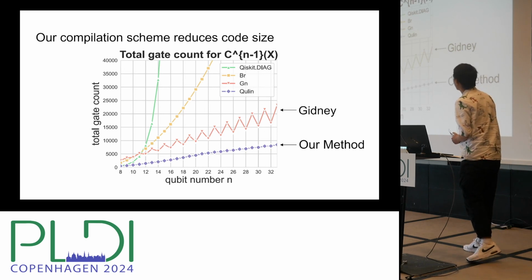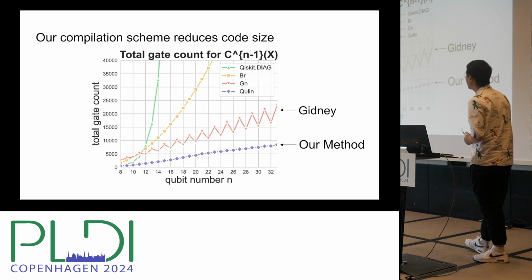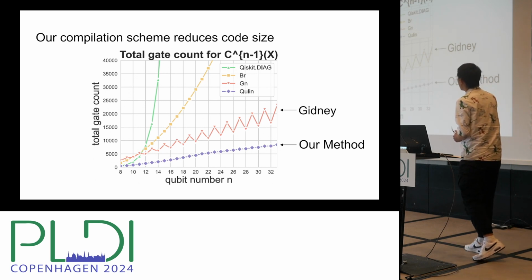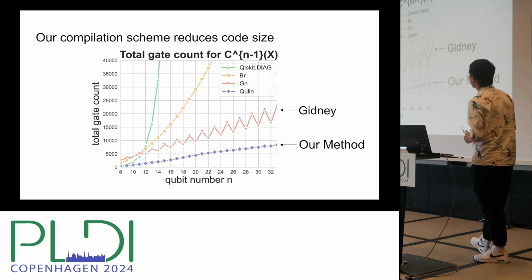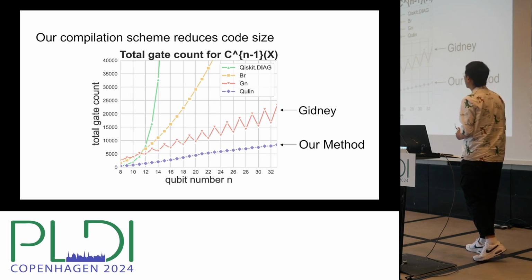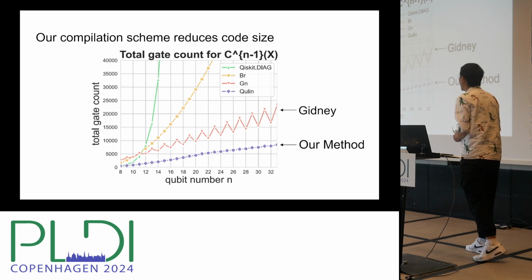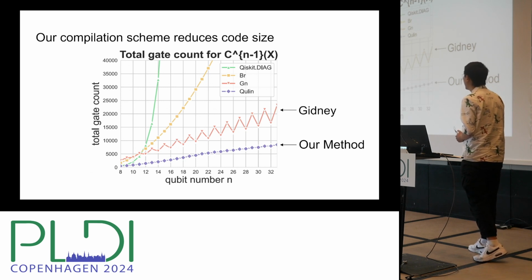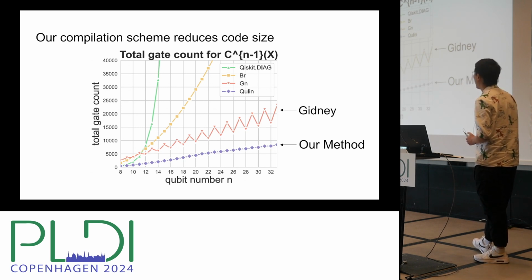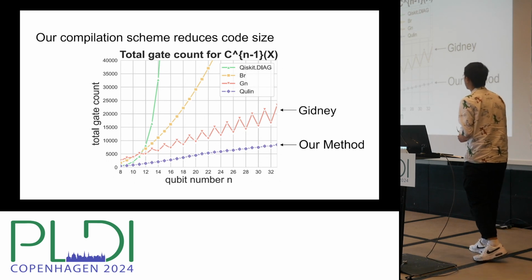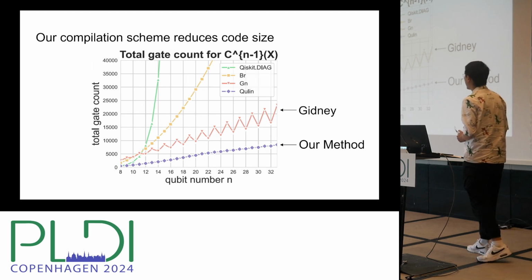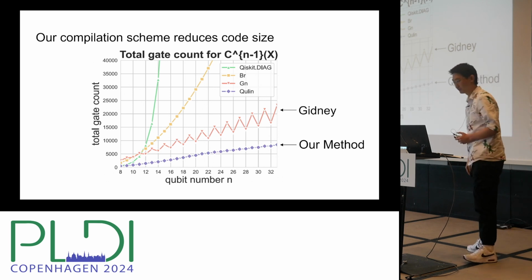The first graph is about the code size. We're comparing 4 methods here. The green one is the best one from Qiskit, and it is exponential. The yellow one is from the Barenco paper, which is considered to be the best one before the Gidney scheme, and it is quadratic. The red one is from Gidney, and it is linear. We have differences between odd and even numbers because they have different implementations. And our compilation scheme is in purple. It is linear, and it is better than the other compilation schemes.